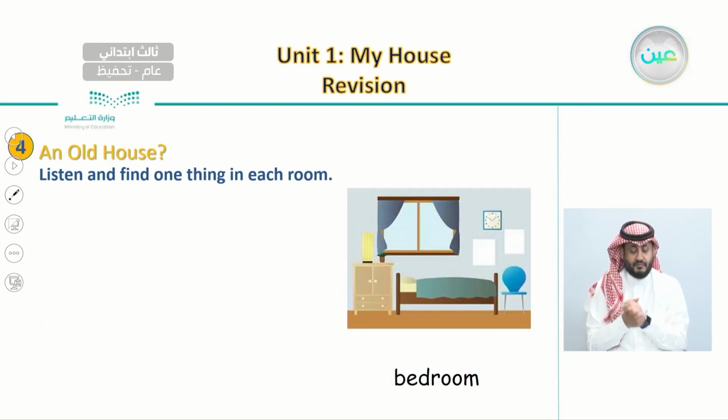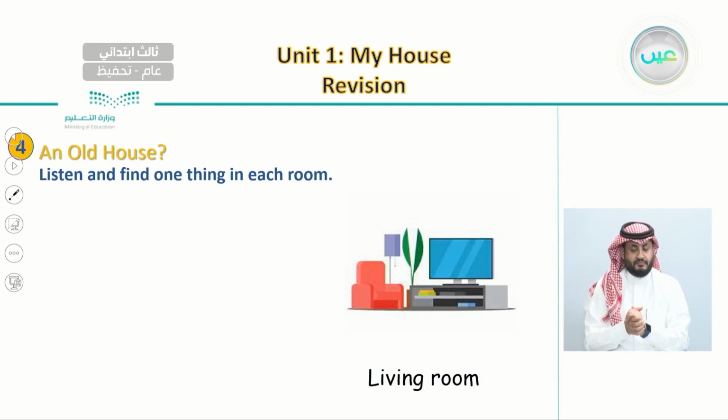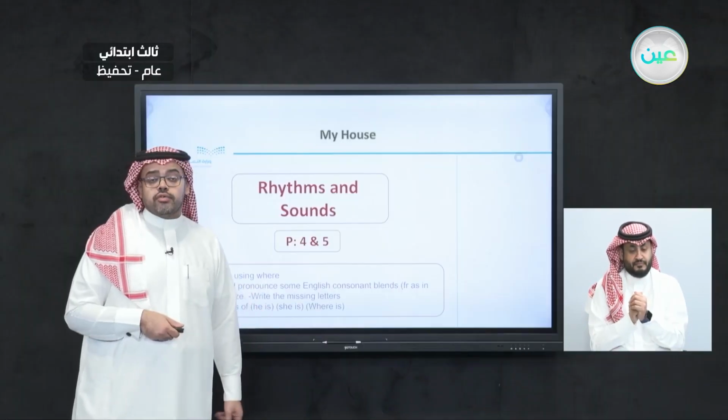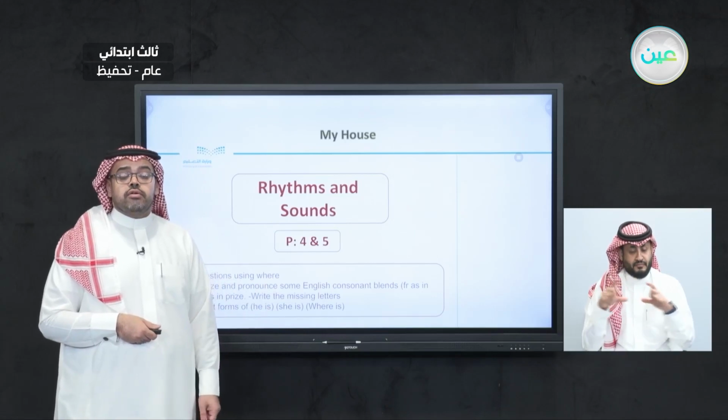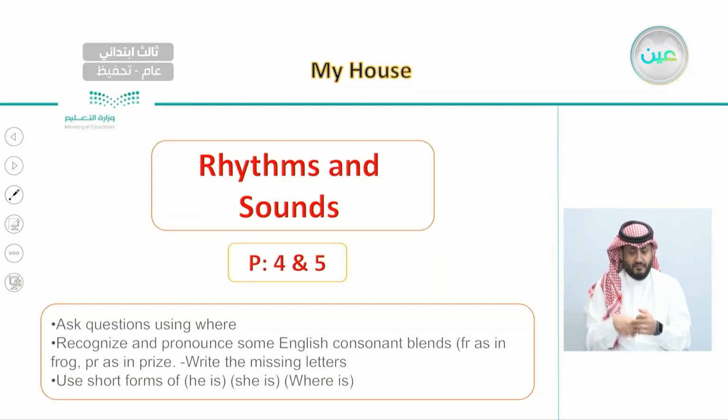The same goes for the bedroom. You can ask about watches, chairs, and you would use these two phrases as well. The same goes for the living room, where we can ask questions about the sofa, TV, and other things. And after this, we covered the second lesson, which is rhythms and sounds, that can be seen on pages 4 and 5.